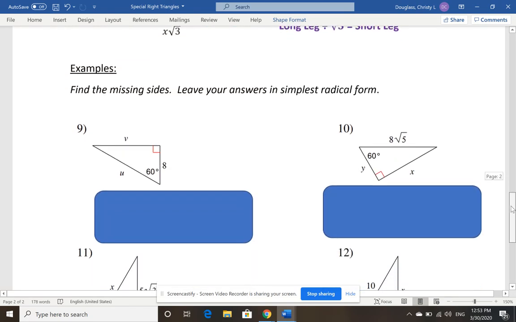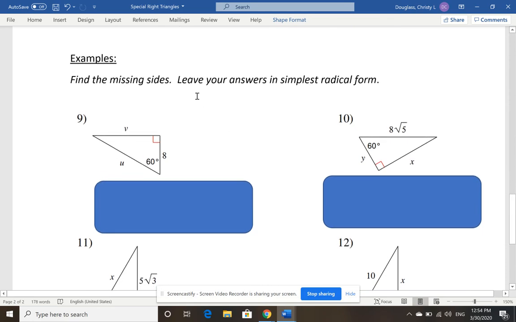All right, same instructions. We're going to find the missing sides, and we're going to leave our answers in simplest radical form. Remember, that simply means that if we have a fraction and there's a radical in the denominator, we're going to multiply by something that will eliminate that. So let's see what we have here.